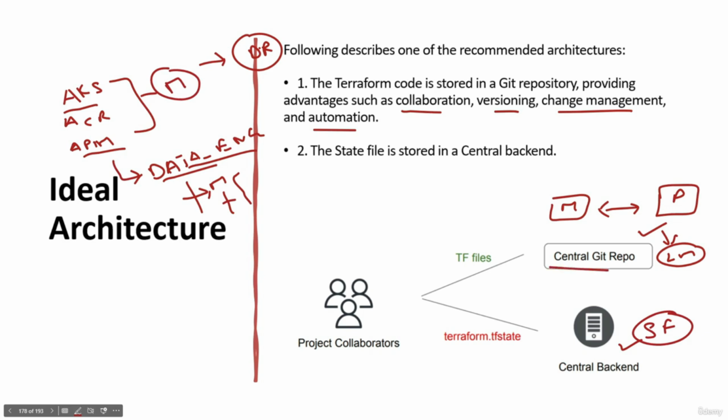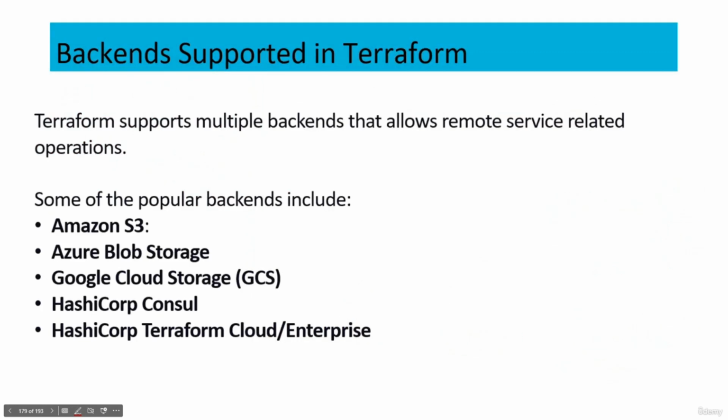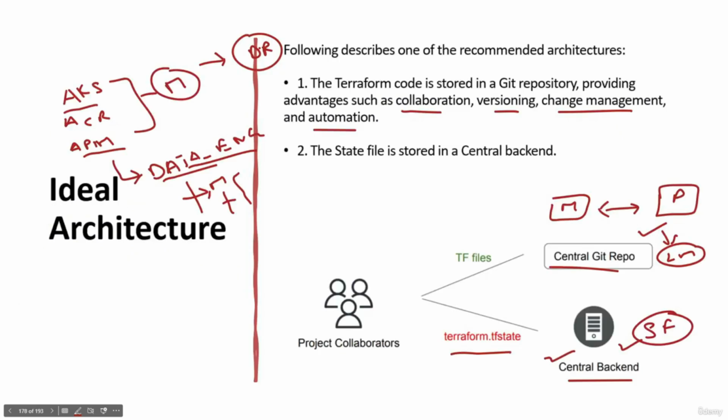The whole architecture would be like this. We have our central Git repo, the place where we store all our Terraform configuration files. In parallel, the Terraform state file is stored inside our central backend. Terraform supports multiple backends that allow remote services related operations. Some of the popular backends include Amazon S3, Azure Blob Storage, Google Cloud Storage, HashiCorp Consul, and HashiCorp Terraform Cloud Enterprise. So what is the exact meaning of it? It means, as mentioned in the last slide, the central backend has many vendors where we can store our state file.